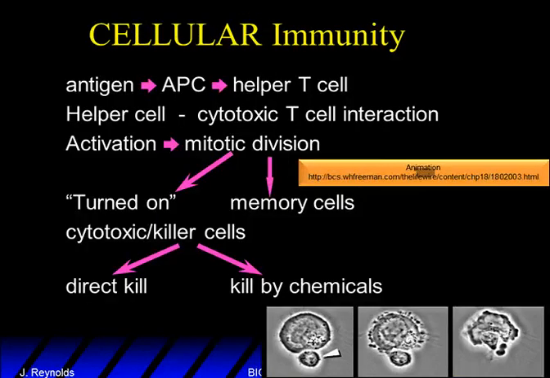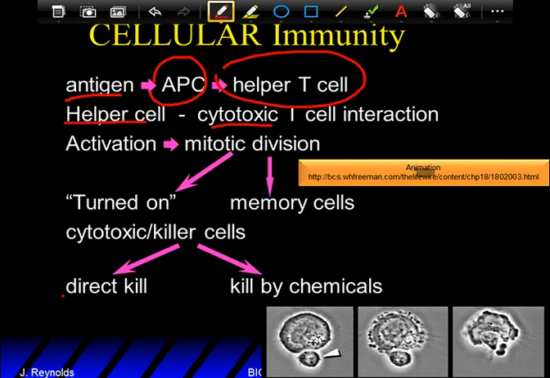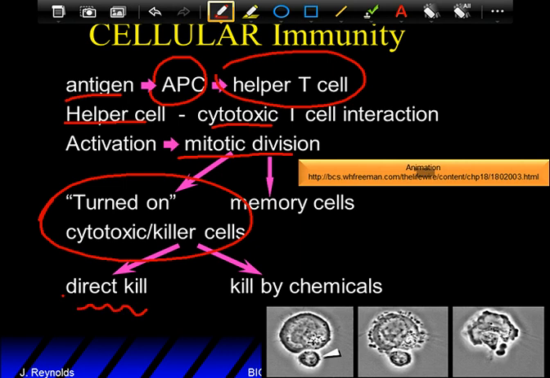Okay, so here's the plan. You got the antigen. It's phagocytosed by the APC cell. It's presented to a helper T cell. Helper T cell, cytotoxic T cell come in contact. Cytotoxic T cell is activated, undergoes mitotic division, gets turned on into activated killer cells, cytotoxic killer cells. They can either directly destroy the antigen when they come in contact with it, or they can make chemicals that destroy the antigen. The picture that you see over here, this guy right here is a cytotoxic T cell.